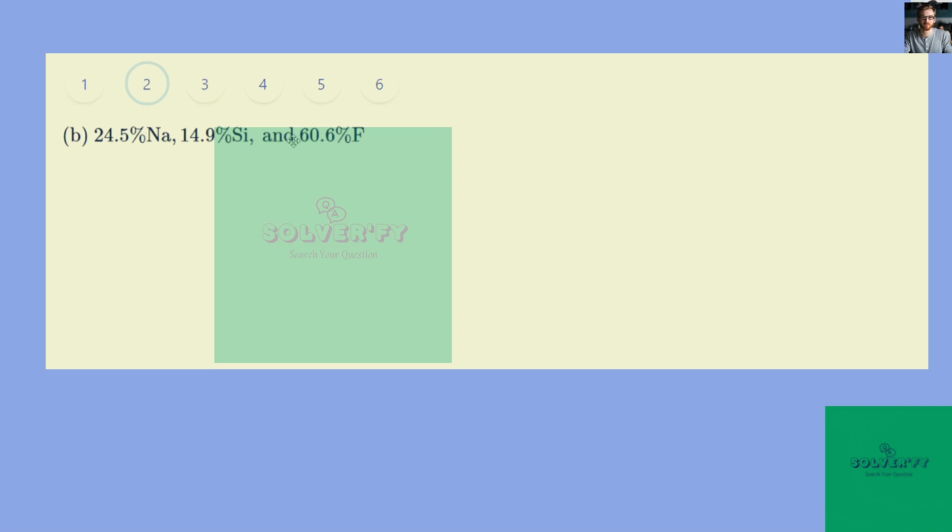Now in the second part of this problem, we have 25% sodium, 14.9% silicon, and 60.6% fluorine.